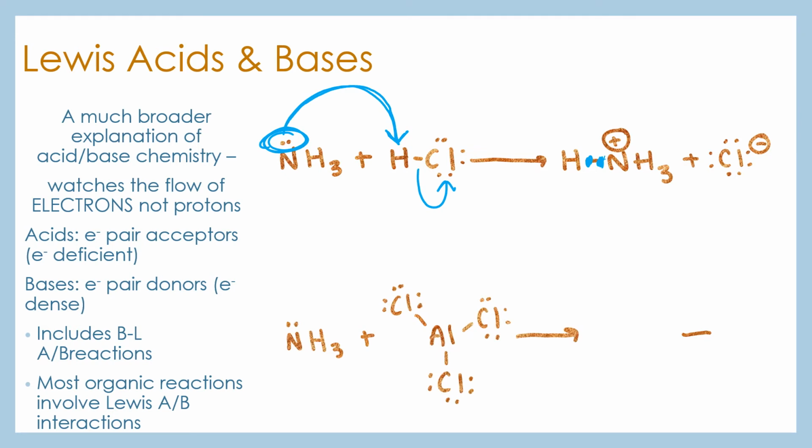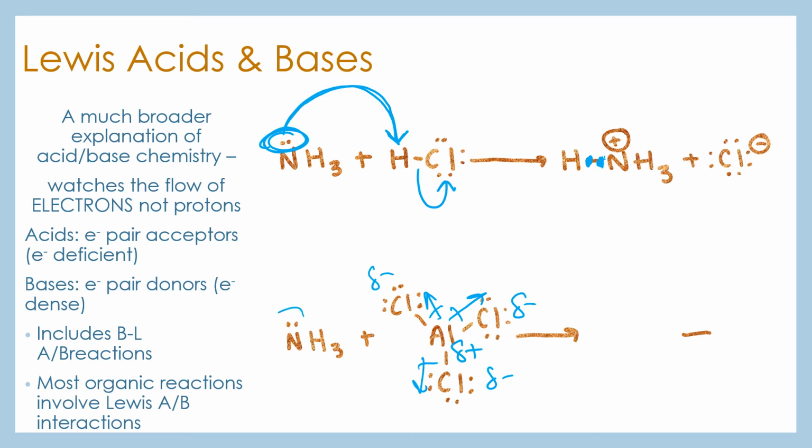Now, the reason that the Lewis acid-base definition is so important is that it also includes situations where proton transfer is not involved. For example, the reaction of ammonia with aluminum trichloride. Ammonia is, again, basic. It has this lone pair here. Aluminum trichloride has something interesting happening. There is an electron flow going towards each of the chlorines, which means that each of the chlorines is partially negative, while the aluminum itself is partially positive.